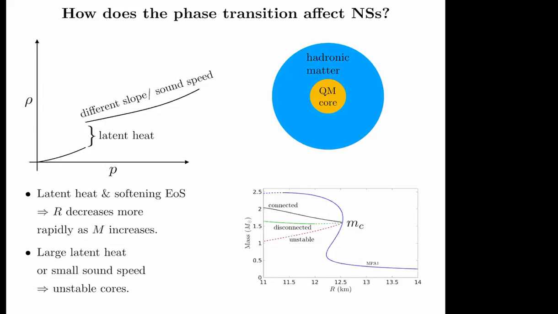If the latent heat is sufficiently large, the slope of that kink becomes positive, and the core will in fact become unstable to collapse, and therefore your stable branch of your MR curves will just terminate at this mass MC.